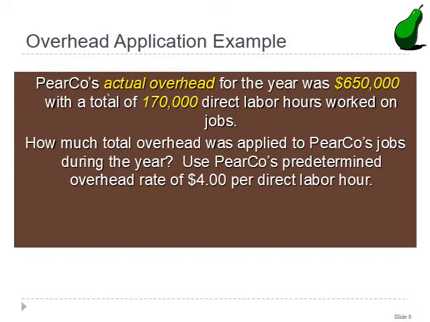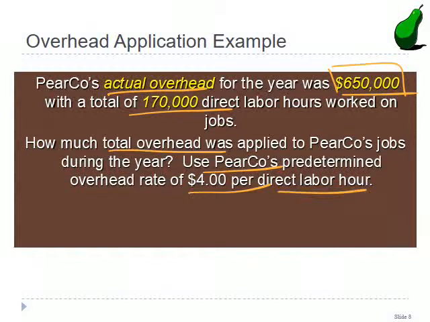Pierce Corporation's actual overhead for the year was 650,000, with a total of 170,000 direct labor hours worked on the job. So how much total overhead was applied to the job during the year? Use the predetermined overhead rate of $4 per direct labor hour.